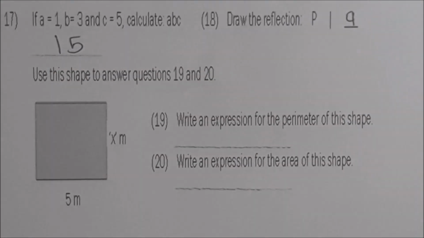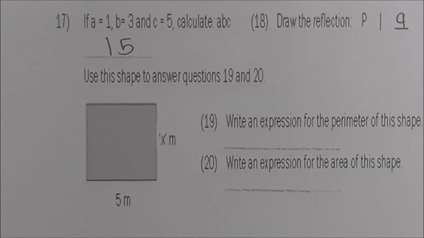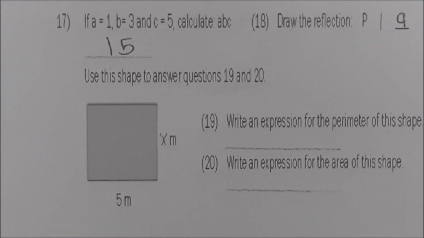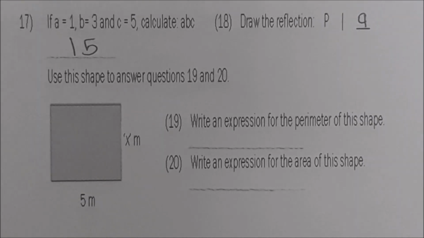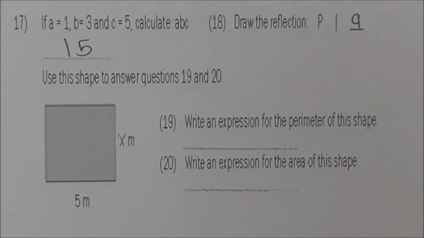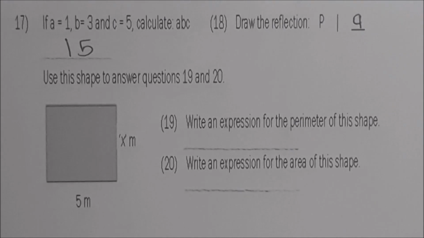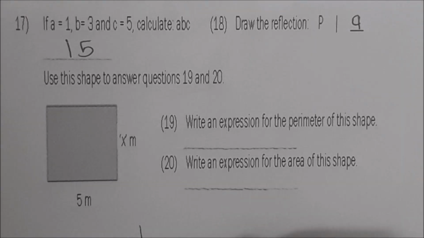Now we are on number 19 and 20. Read the instructions. Use this shape to answer questions 19 and 20. 19. Write an expression for the perimeter of this shape. Oh, that should be easy. We already did algebra. So go ahead, Rafaela. Do it here and then simplify it and put an answer for the perimeter.